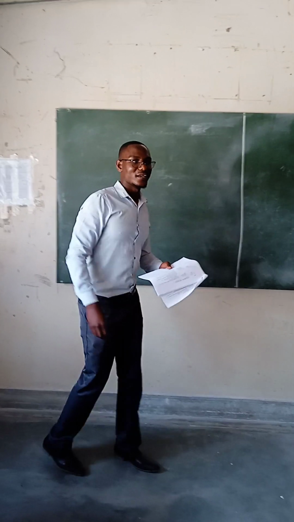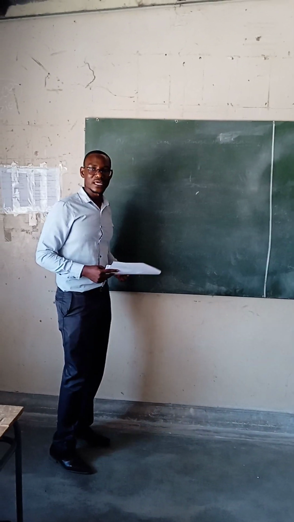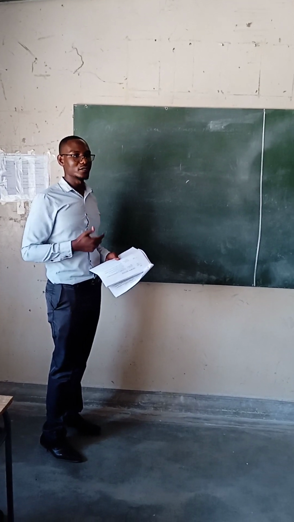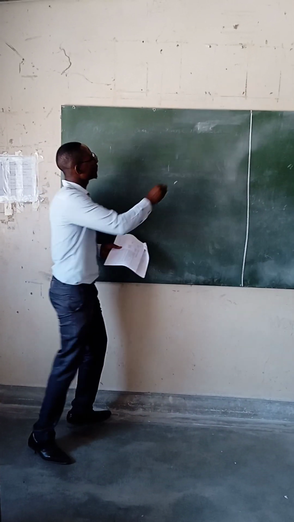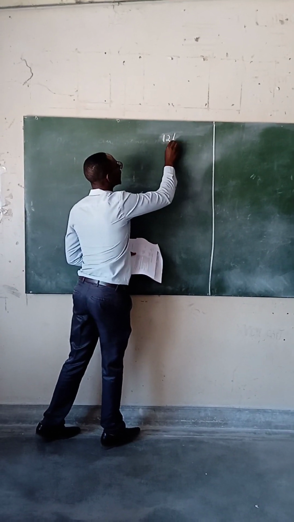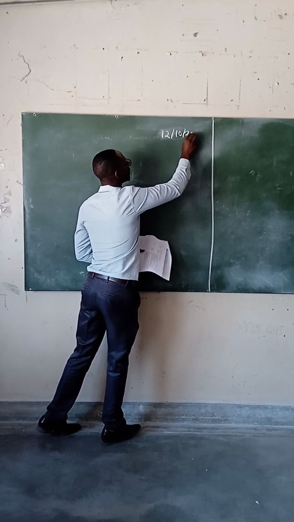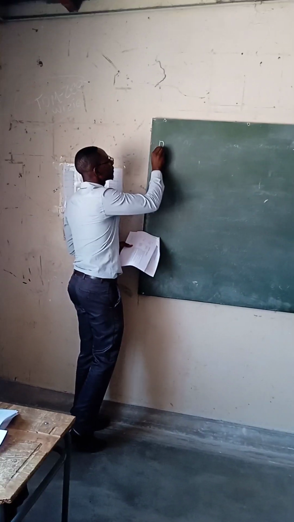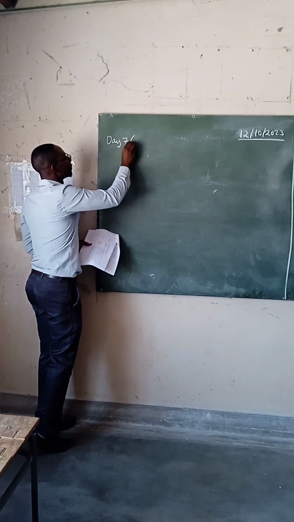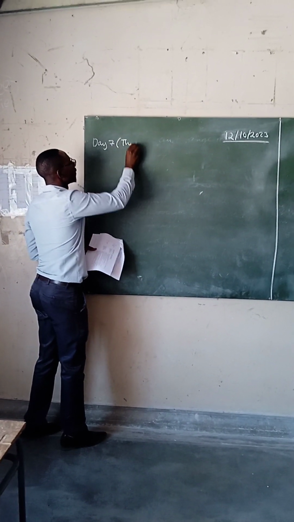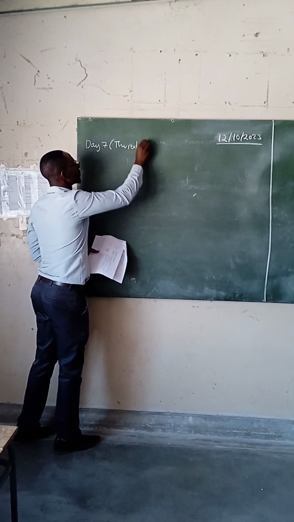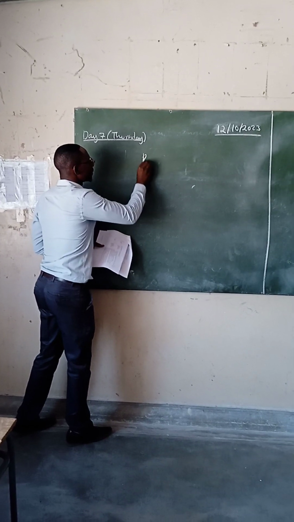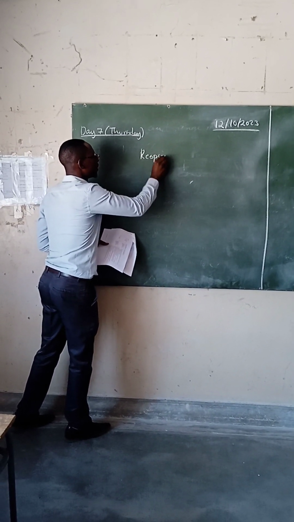All right. Let's start with our lesson for today. Before we start, we always put on the date for today. What is the date for today? October 12th. Today is day what? Thursday. Day 7. On a Thursday. And we are on the topic of respiration.